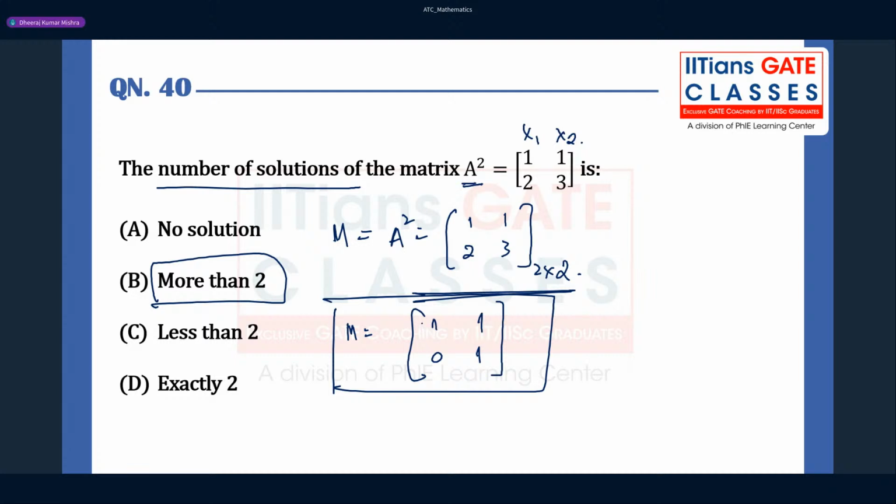Yes, Srinidhi, you are correct, right? More than two is the correct answer. The official key is also telling more than two is the correct answer for this question. Yes. So can you write what you have done to solve this sort of question? Because in matrix, whenever we have to find the solution of A, how to find that?